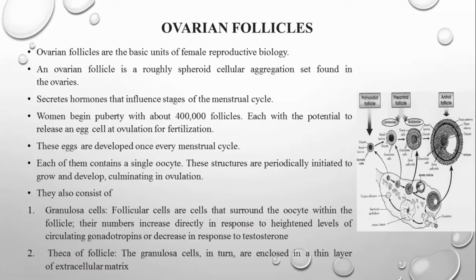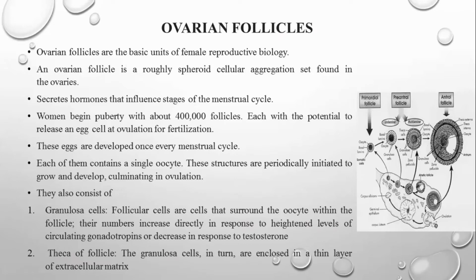The granulosa cells, or follicular cells, are cells that surround the oocyte within the follicles. Their number increases in response to heightened levels of circulating gonadotropin, or decreases in response to the testosterone hormone which is secreted in the female. Even though it's a male hormone, a little bit of testosterone is also secreted in the female, which we discussed during the gonadotropin hormone.